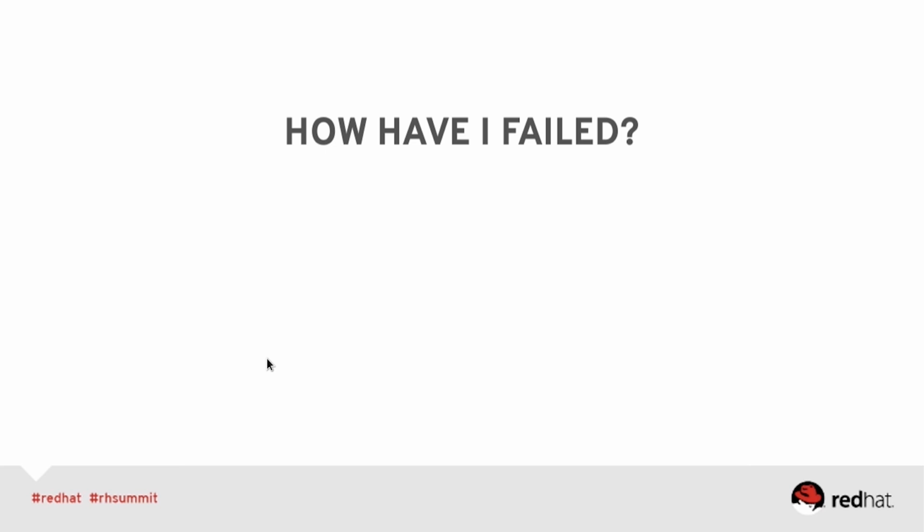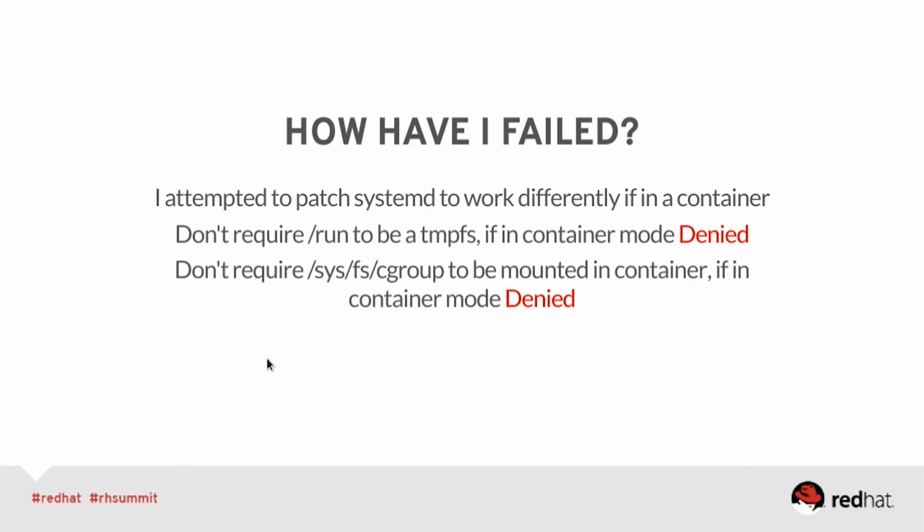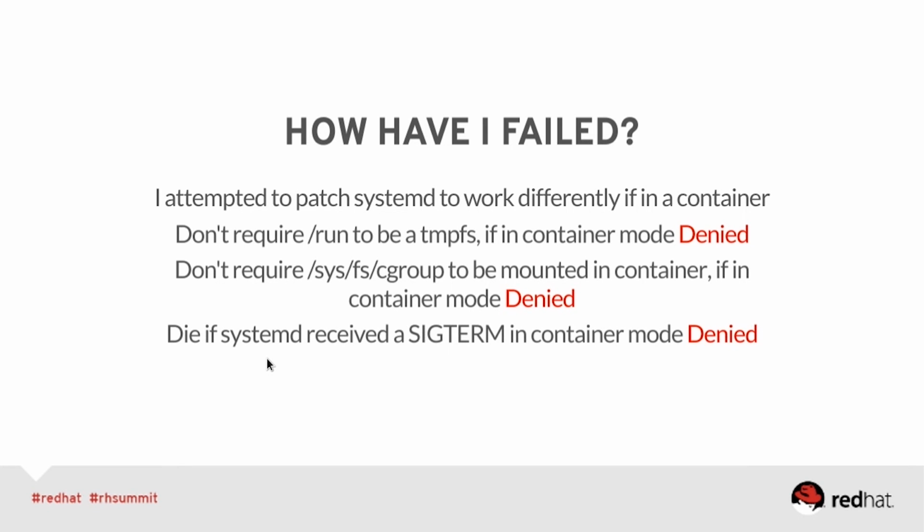And for the last 2 years since I wrote that article, I'm going to now go through all the ways I have failed to get this to happen. So I attempted to patch systemd to work differently in a container. I went to Leonard and said, how about we have an environment variable that says container equals docker, and then in that case, systemd will just use /run instead of mounting a tmpfs? And he said, no. Then I said, how about we don't require sysfs cgroups if you're running in a container? And he said, no.